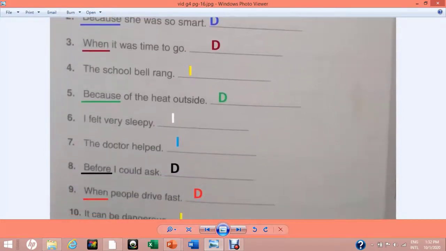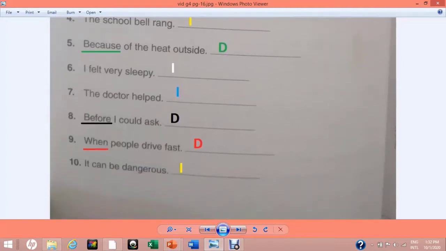Number 6, I felt very sleepy. Now that is a complete sentence, that is an independent sentence. So actually that is an independent clause. So you write capital I. Number 7, the doctor helped. It is an independent clause. Number 8, before I could ask. It is a dependent clause.